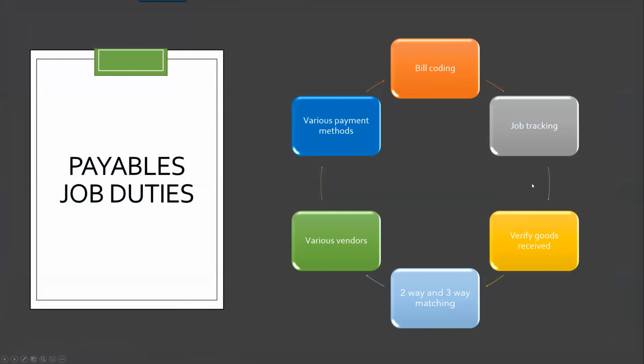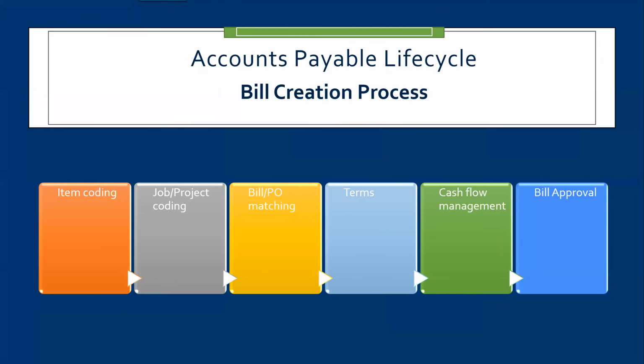So looking at the payable job duties, we're determining the job tasks that can be assigned. And so we're going to go ahead and take a closer look at what's going to happen in this payable life cycle. And if we look here, there's lots of different ways that the bill creation process is going to be entered. So the first thing that we do is we're going to look at the item coding. And the items must be consistent to create really good cost reports. And then next we need to also have job and project coding, which must be captured and be consistent across all of our jobs.